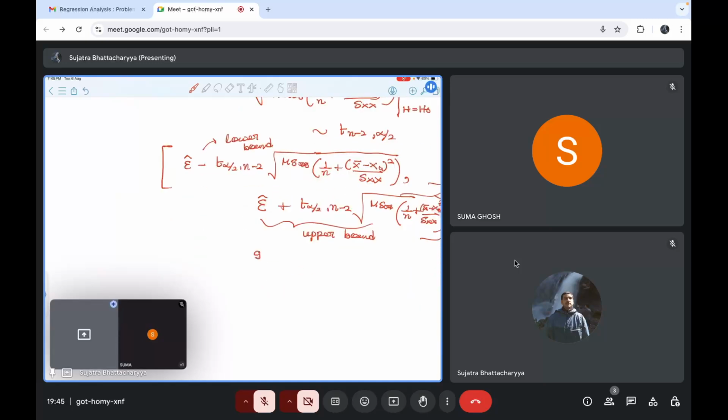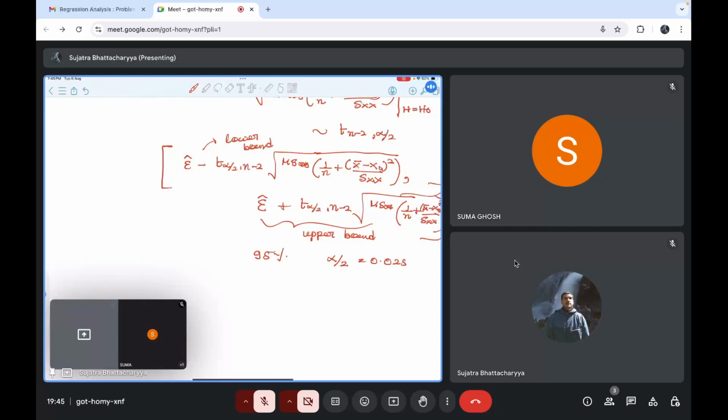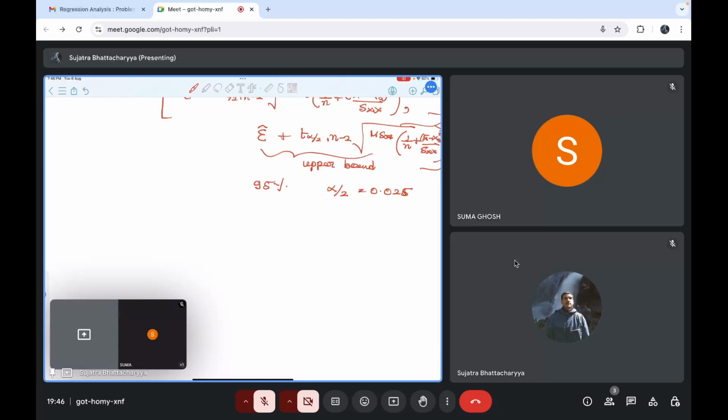Again, for a 95% confidence interval, you have to put alpha by 2 to be 0.025, because if you look at the probability, it becomes 95%. So based on that significance, you just calculate. It's just 1 minus alpha. I have shown it in the last question.